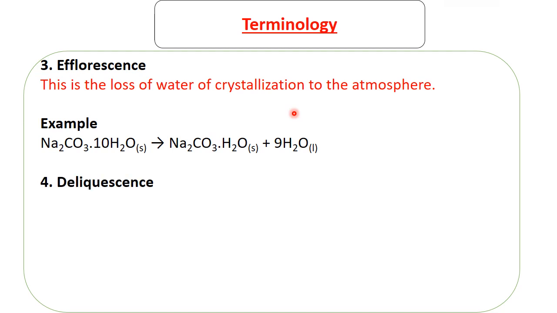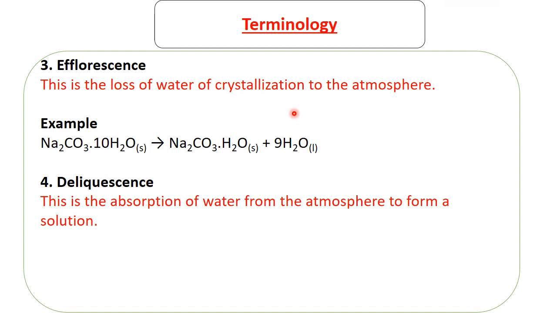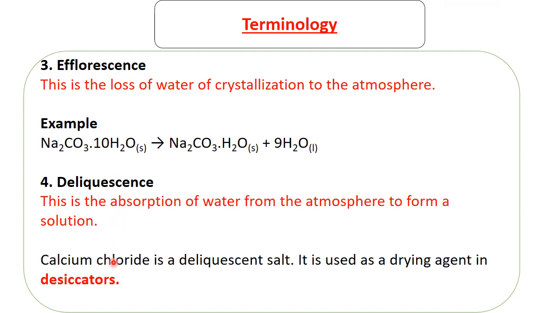Then another term is deliquescence. This is the absorption of water from the atmosphere to form a solution. There are some substances that have a tendency of absorbing water from the surrounding. Such substances are said to have the property deliquescence. A good example is calcium chloride. Calcium chloride is a deliquescent salt because it absorbs water from the external environment or from the atmosphere.